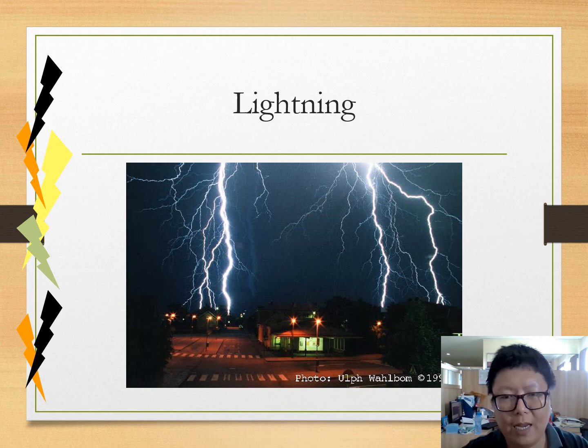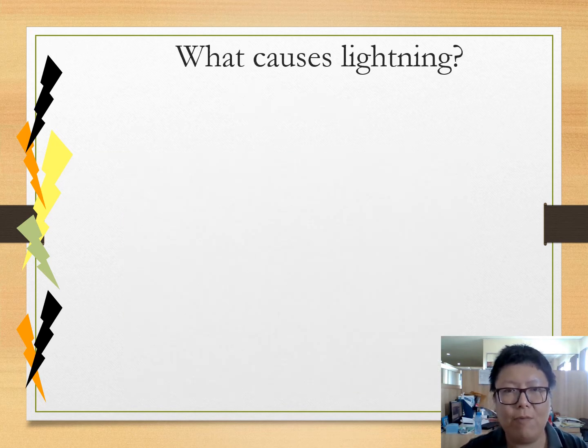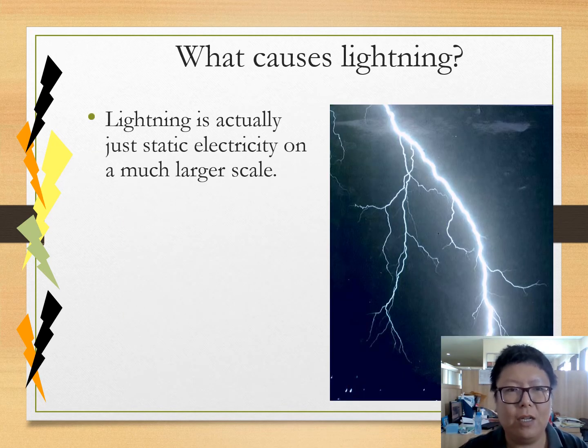So where does the lightning come from? What causes the lightning? Actually, lightning is just static electricity, but on a very large scale, very huge. You can imagine how much energy is stored in the lightning. It can damage buildings, and it can burn anything that has been struck by the lightning.